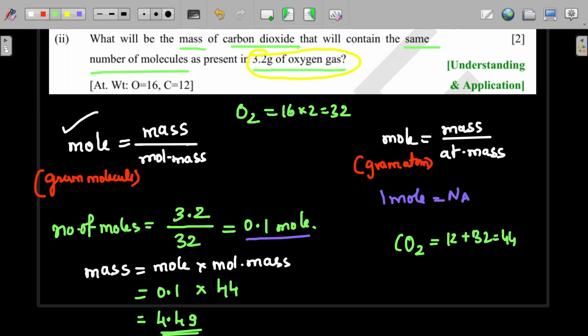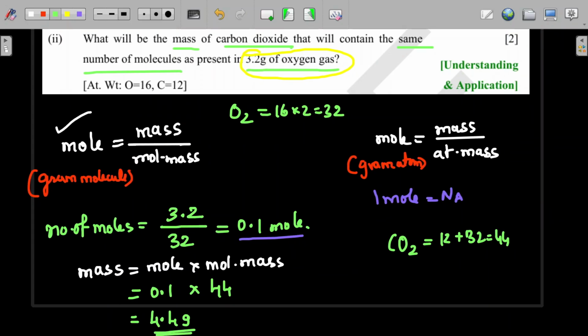See, it may look very big, but if you understood the concept and keep on practicing more questions, it will become very easy. 0.1 mole of carbon dioxide, the molecular mass of carbon dioxide is 44, so 44 divided by 10, 4.4, that will give you 0.1 mole. So that will be the answer. What will be the mass of CO2? 4.4 gram.